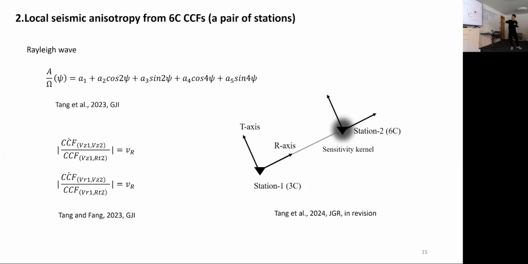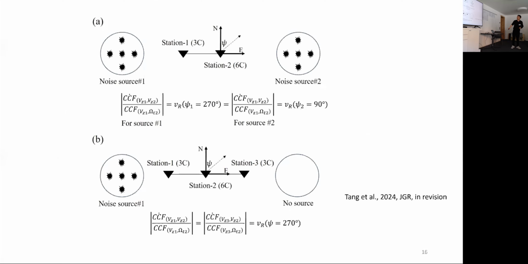This map just shows the basic idea. We have a first station that is a 3-component station, and the second station is a 6-component station. We can do the cross-correlation, and by taking the cross-correlation function ratio we can get the local phase velocity. And in different directions, we can estimate the azimuth-dependent phase velocity. Yeah, and I have to explain more about the theory.